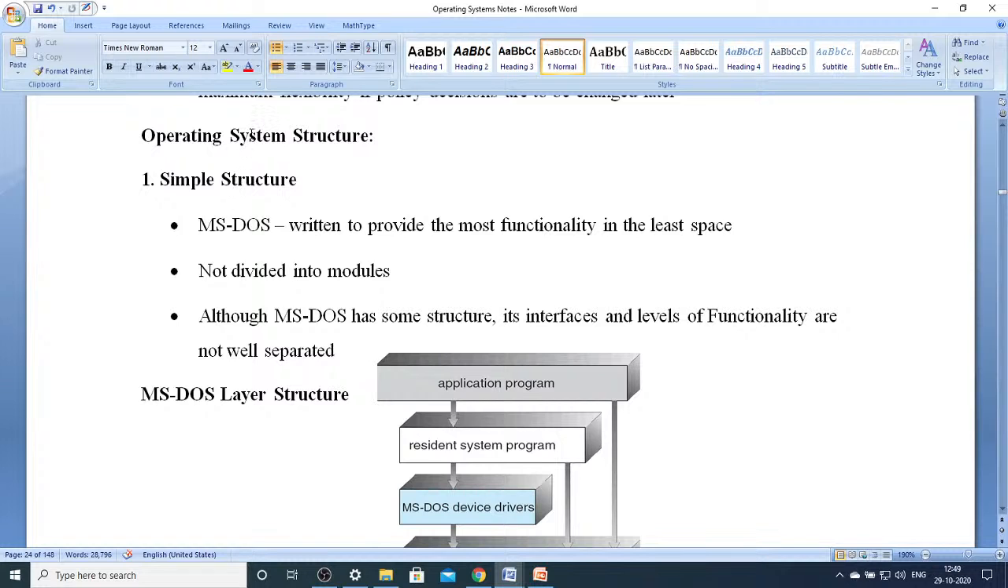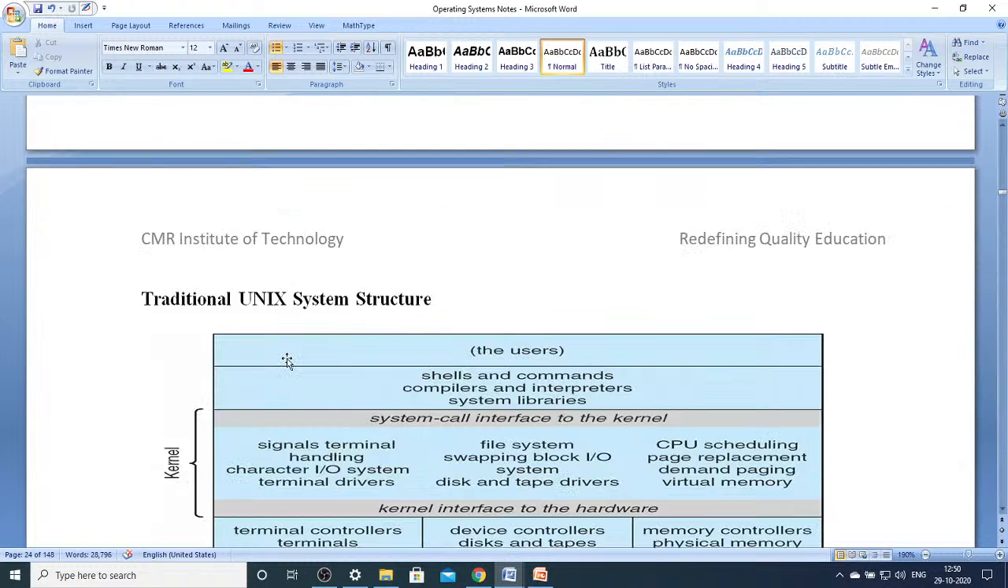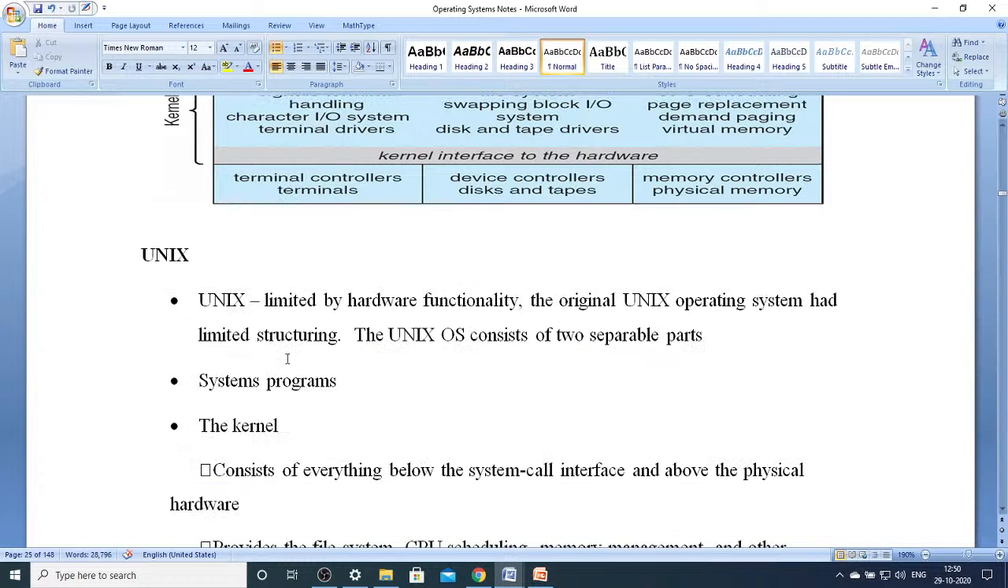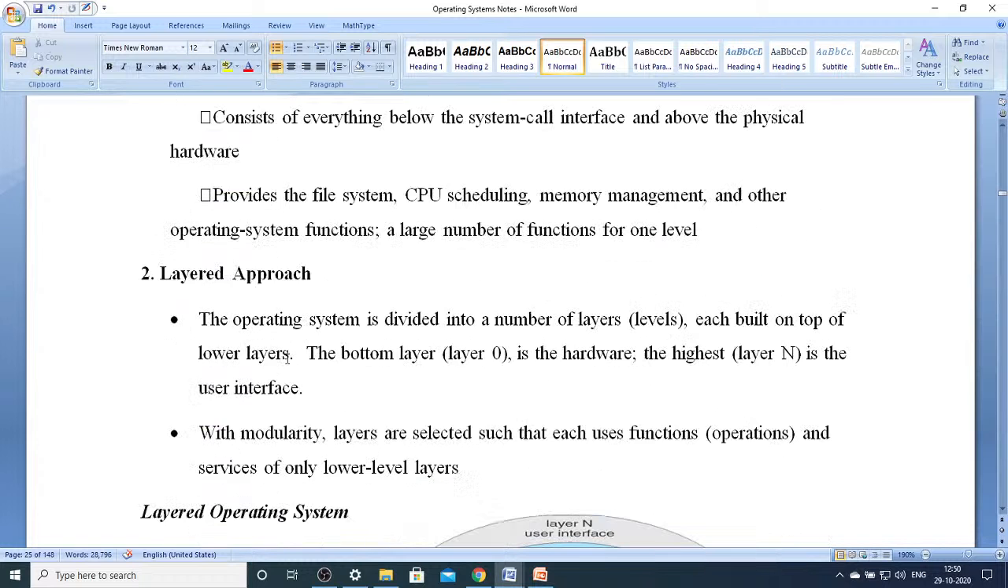Under operating system structure, you can just explain the simple structure, and diagrams are not important, guys. Diagrams are not important for this exam. You can just mention the simple structure and examples, MS-DOS and earlier versions of Unix, where functionalities are not segregated. You don't have separation among the functionalities. All functionalities are put under one single level or layer, where no separation of the functionalities is there. That's the simple structure.